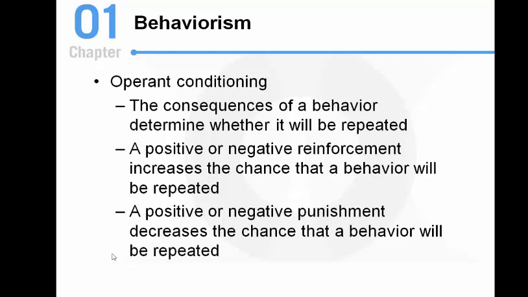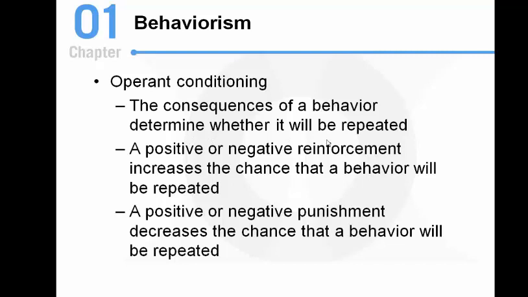in the future. So a consequence that leads to the behavior being more likely is a reinforcement. A consequence that leads to a behavior being less likely would be a punishment. Now I say more likely or less likely because just because a behavior is reinforced doesn't guarantee that it will happen again, and just because a behavior is punished does not guarantee that it won't happen again, but it makes it more or less likely. You'll also see the terms positive or negative here. Positive and negative does not refer to good or bad. It's talking about adding or taking away.